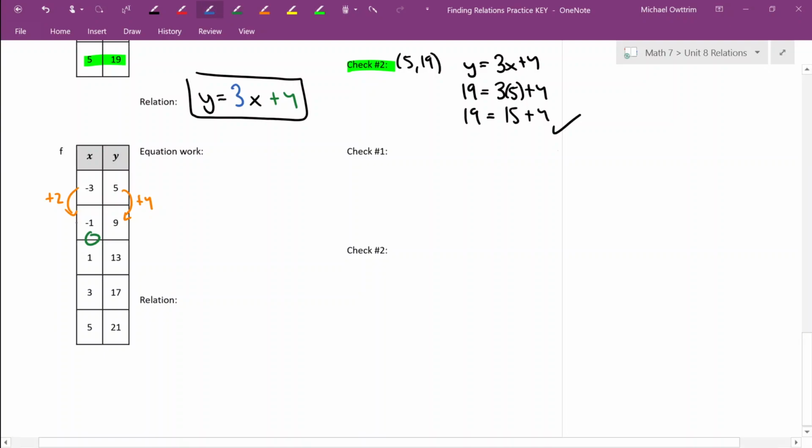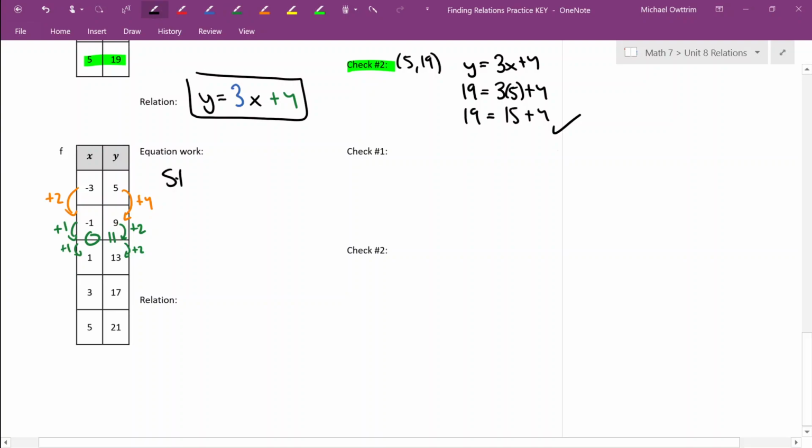So to do that, I'd have to go up by 1, which is half of going up by 2. So if I'm doing half an x change, I'm going to do half a y change. That would put me at 11. And then going up by 2 again obviously does get me to 13. So I know that my pattern did work out there.